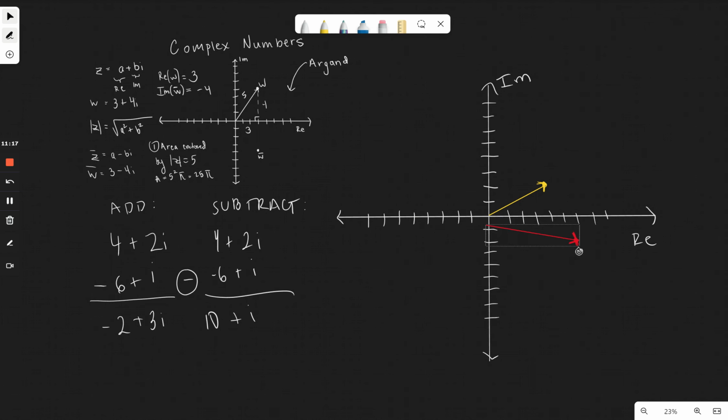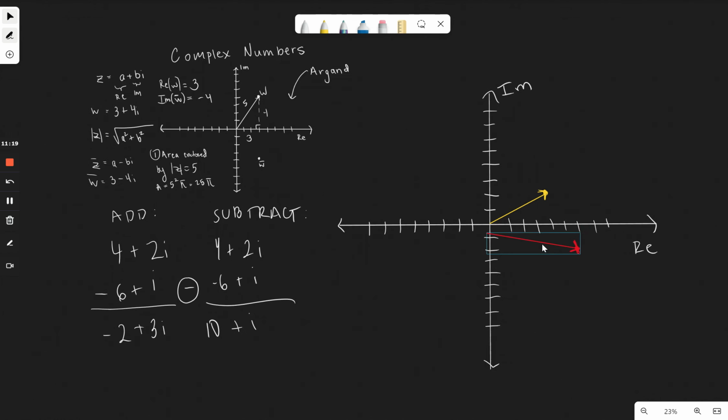Hopefully this was right. 1, 2, 3, 4. Yeah, okay. We take the negative of this vector, and we add it to this one. So it goes here. Oh no, bad choice of numbers. Oh well. As you can see, the y-coordinate, I mean the imaginary component at least, is right.